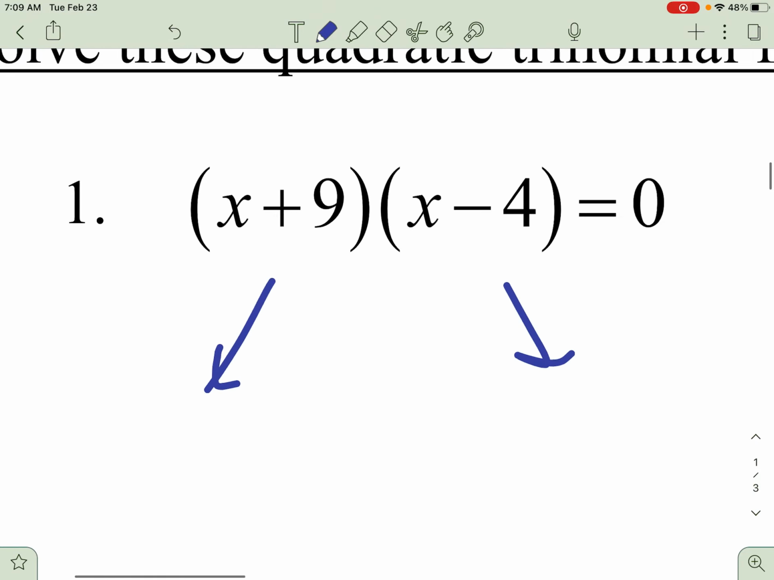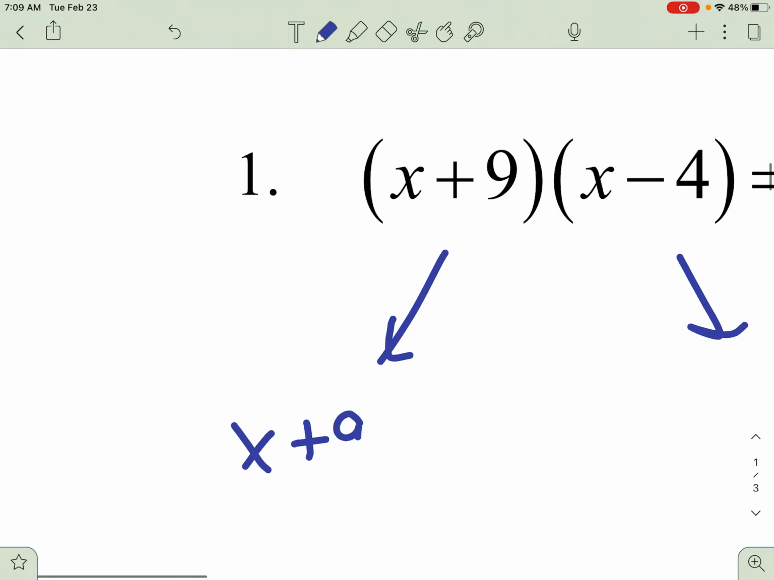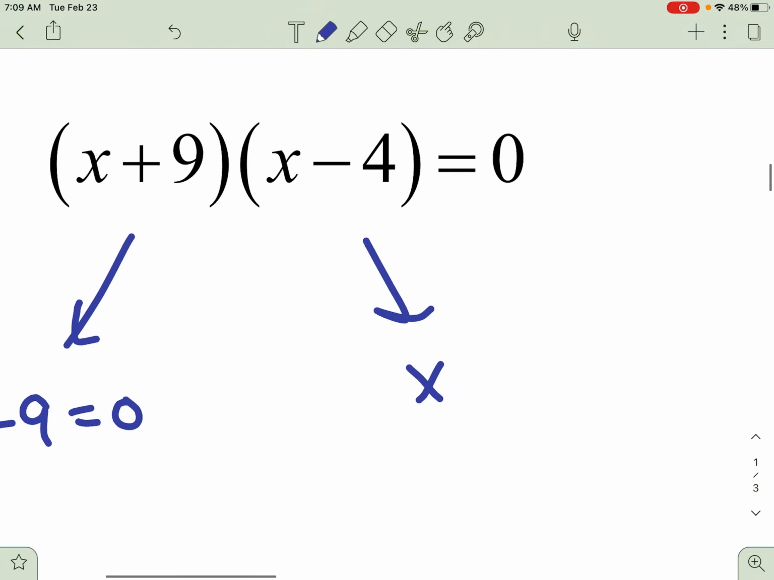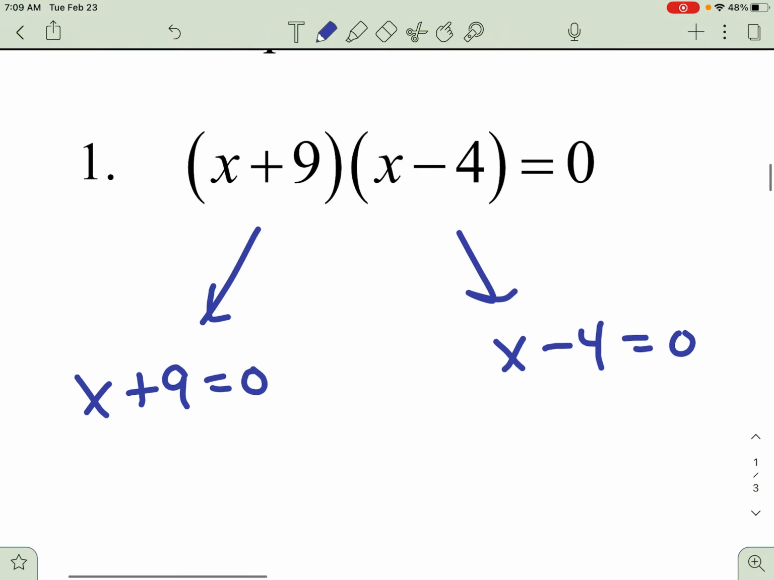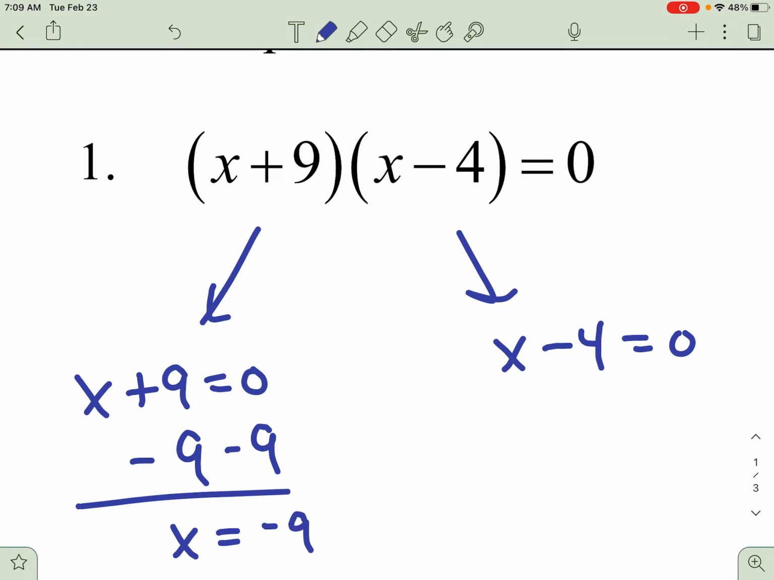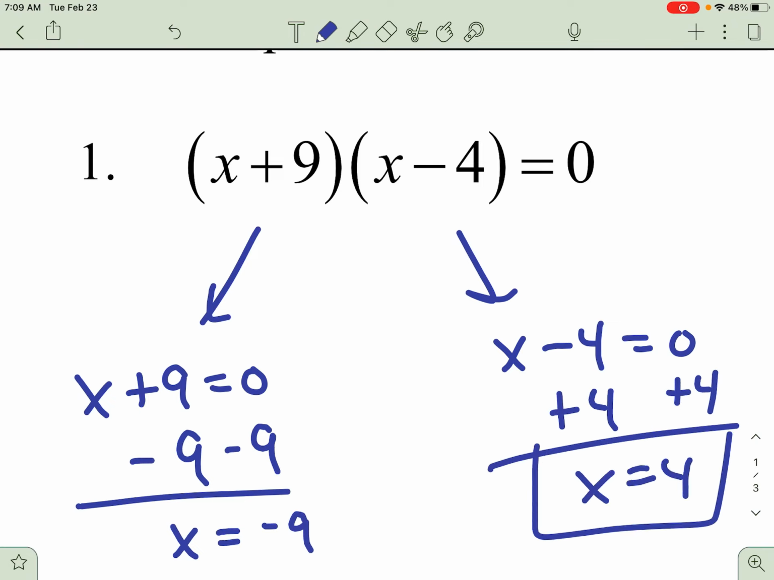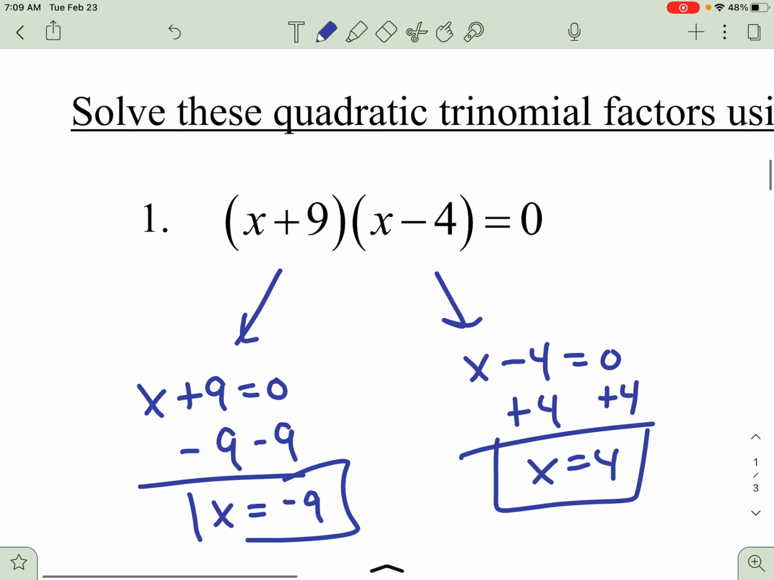Cool, so I'm going to break these down. x plus 9 equals 0, and x minus 4 equals 0. So we subtract 9 from both sides. So our solution, if we had these factors, would be x equals negative 9, add 4, x equals 4. Okay? And that's pretty simple. So if you already have the factors and it says solve it, just set them equal to 0.